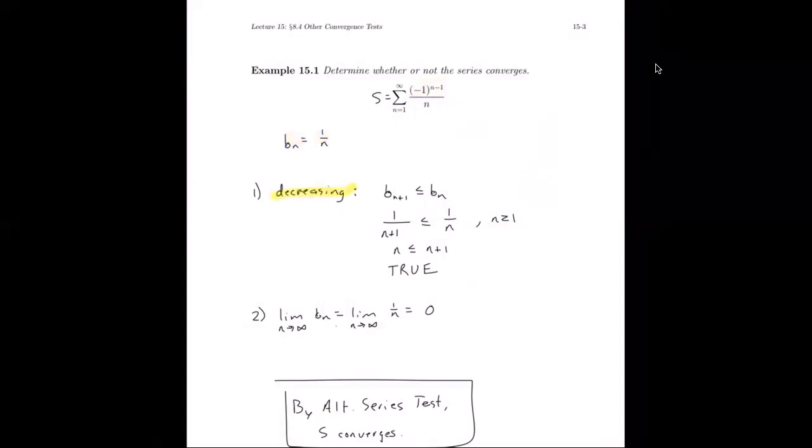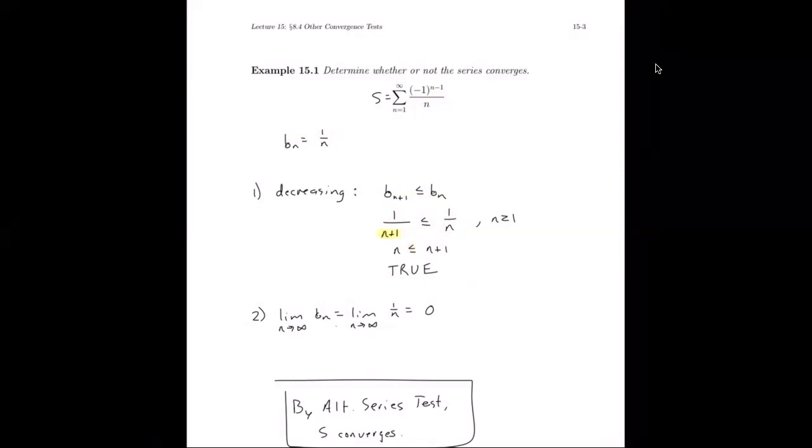Is this a decreasing sequence? So in other words, is b sub n plus 1 less than or equal to b sub n for all n greater than or equal to 1? Well, write down what that means. We're asking, is 1 over n plus 1 less than or equal to 1 over n, thanks to the definition of b sub n? And, well, one quick flip here, and remember to change the inequality sign to less than or equal to or greater than or equal to.